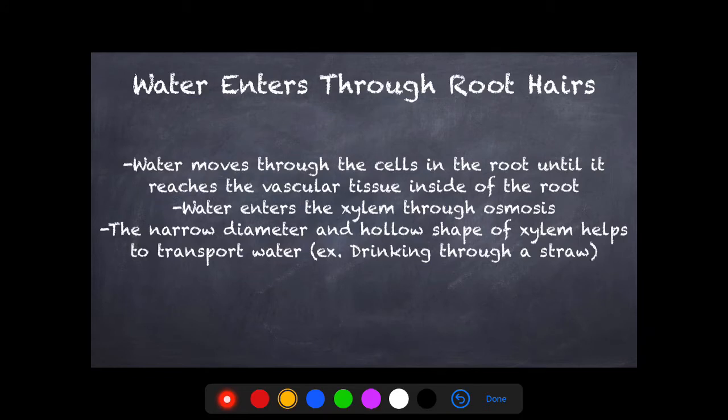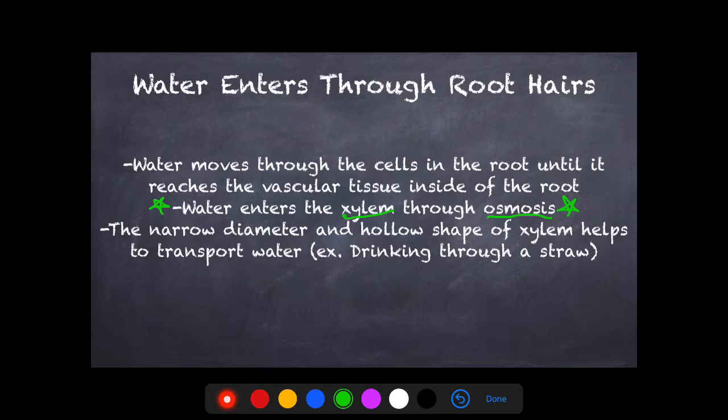So how does this happen? Water is going to move through the cells, like the epidermis, in the root until it reaches something called vascular tissue inside of the root. The vascular tissue is usually made up of different cells that can help transport material. So water enters specifically through something called the xylem, and it enters through the process of osmosis. Make sure you know this. Make sure you have this underlined or highlighted, that water enters through the xylem, which, remember, I said are cells that help to transport water specifically, and this happens through osmosis.